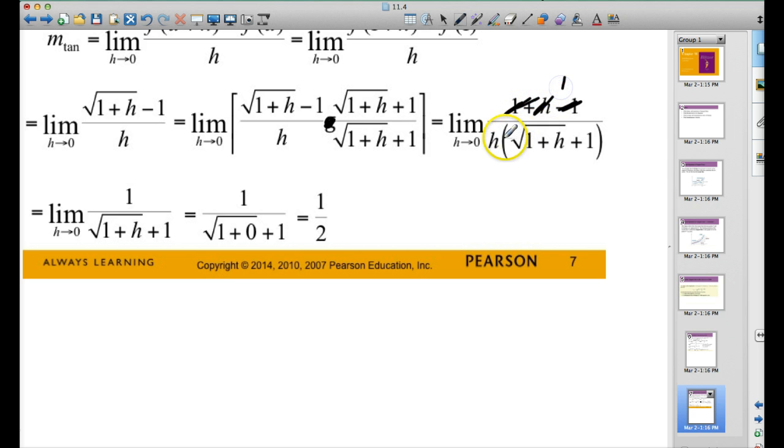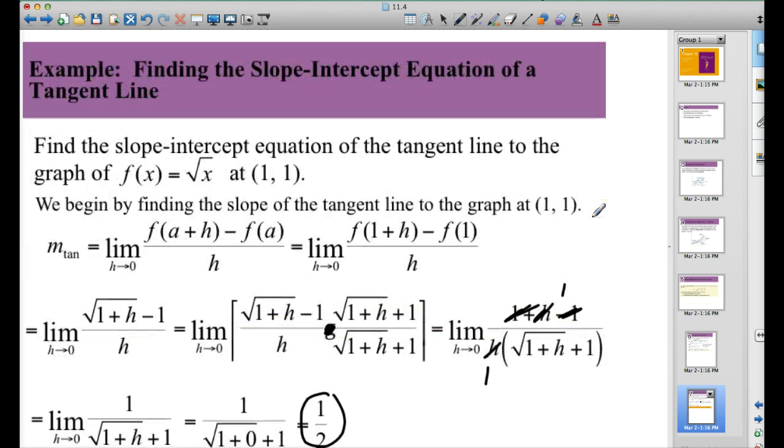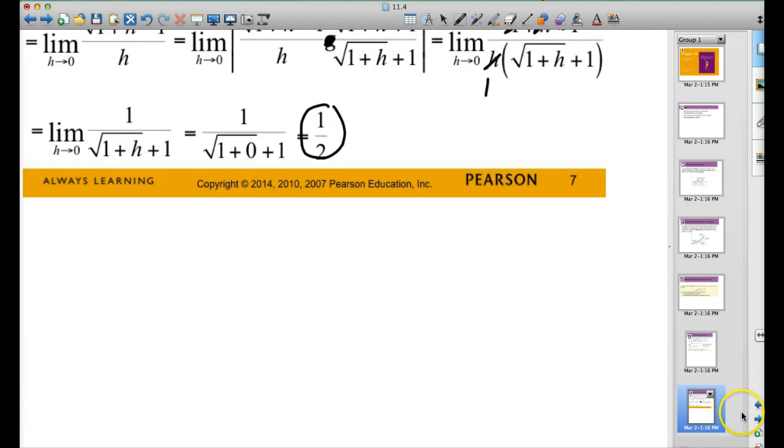H goes into here, 1. So we have 1 on top, and this is the bottom. Now if we plug it in, we're going to get a limiting factor of 1/2. So we found our slope. Our slope is 1/2, our point is 1, 1. So we're going to go to the next step now.